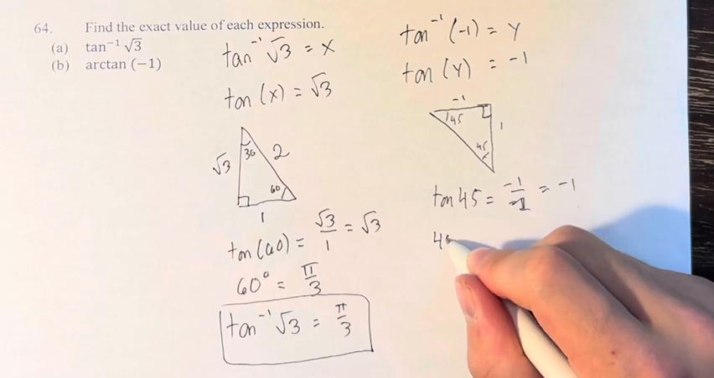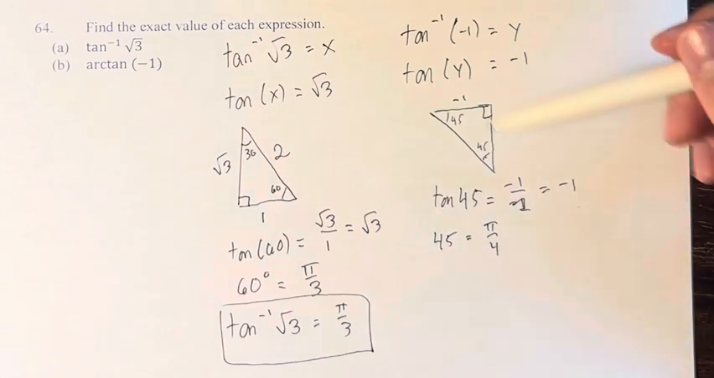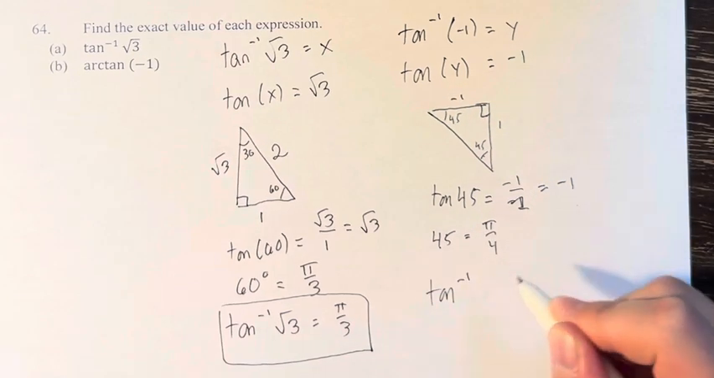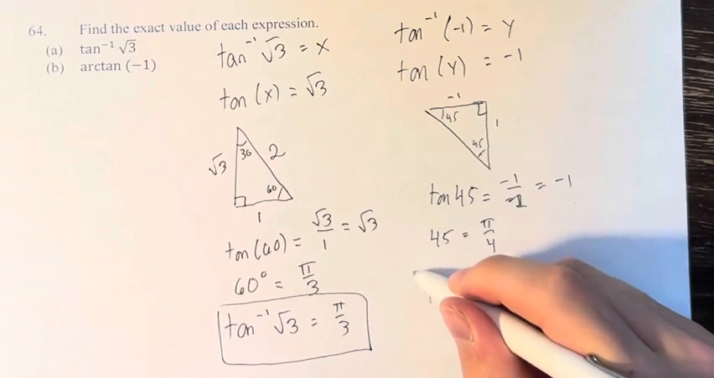So therefore, the answer is 45 degrees, which is pi over 4. But it's not positive pi over 4, it's in the negative direction. Tan inverse of -1 equals negative pi over 4.